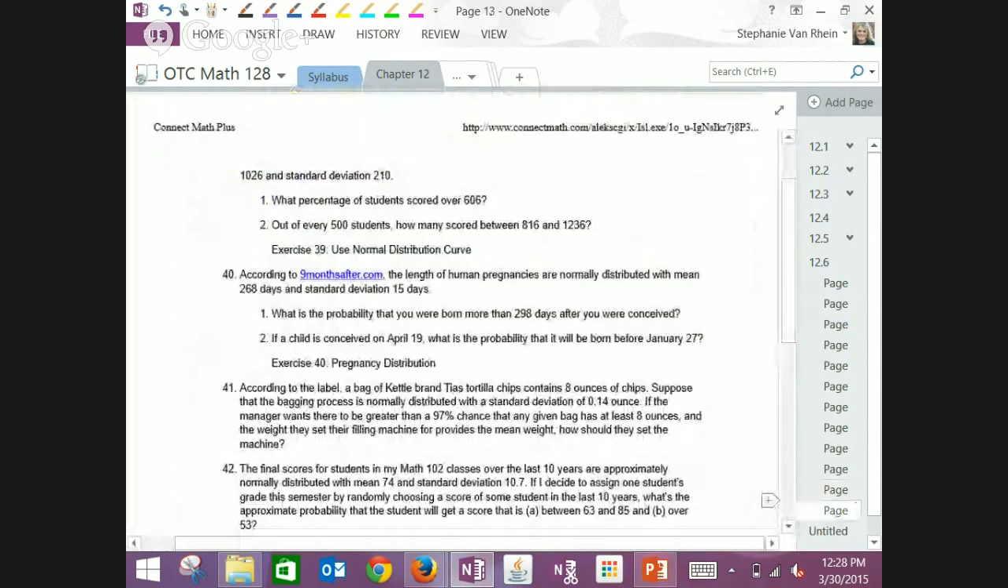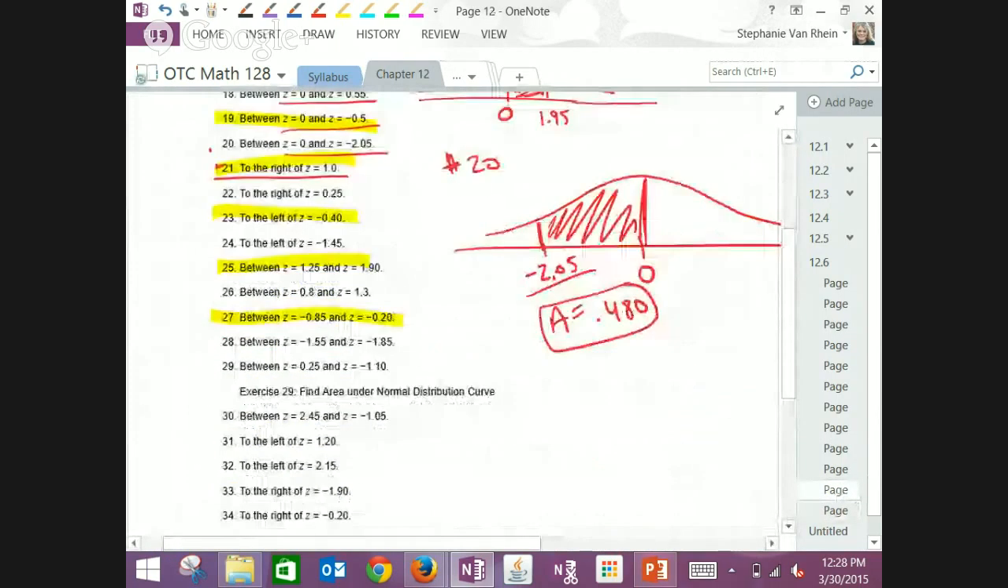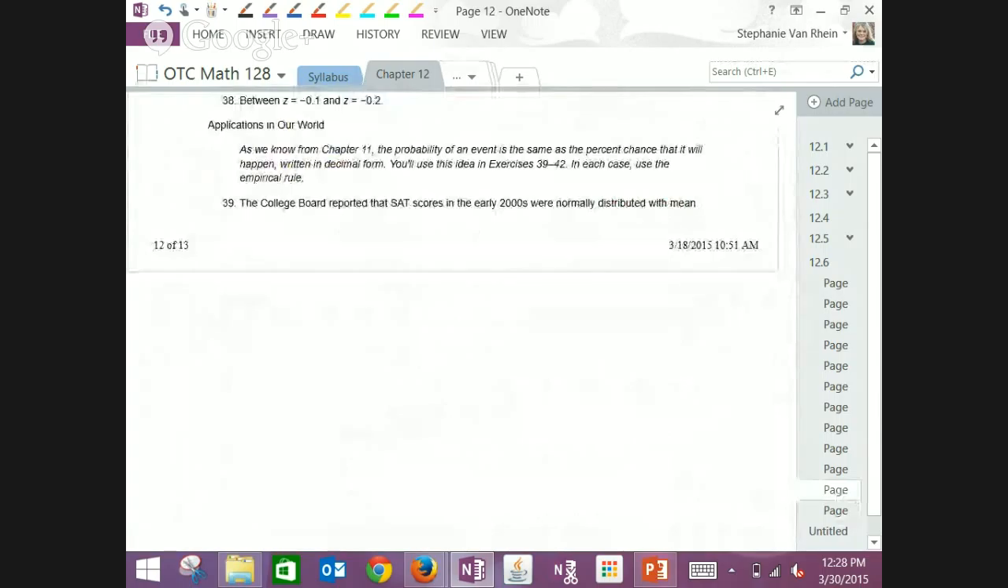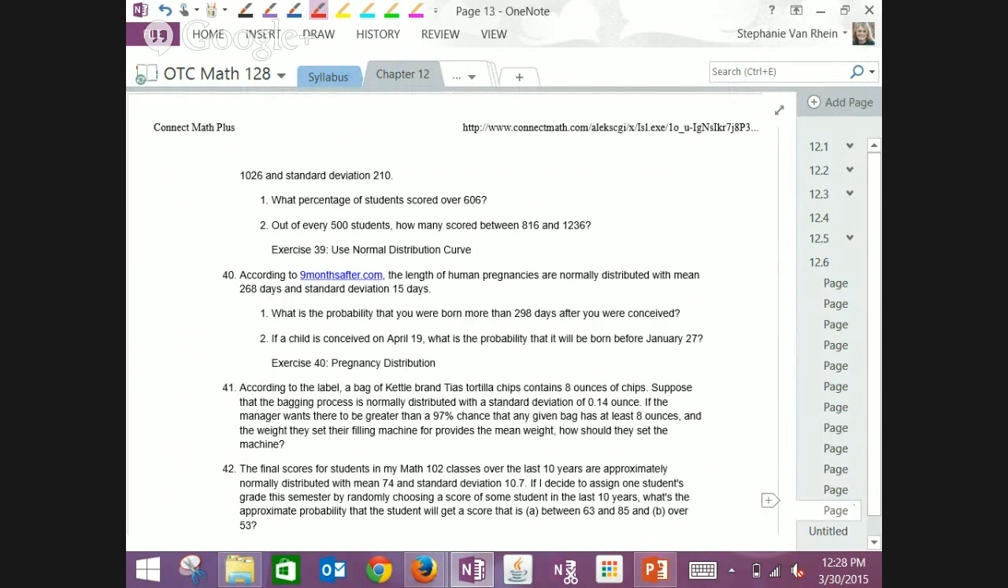See if I can find one that's like. Let's look at this College Board number 39. I didn't assign this one. We're looking at SAT scores in early 2000, and they were normally distributed, and the mean was 1026 with a standard deviation of 210. What percent of the students scored over 606?